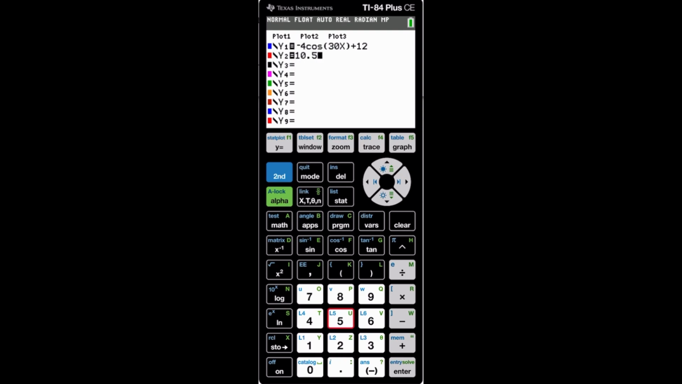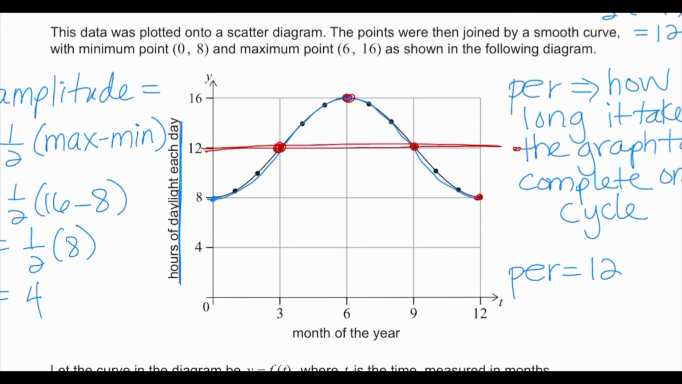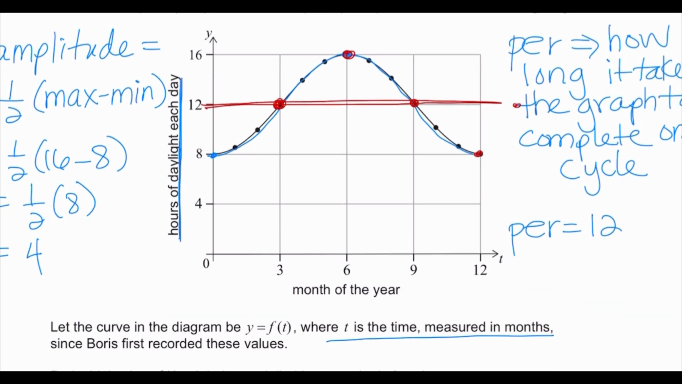Before you press graph, one of the things that you want to do is adjust your window. And when they give you a graph like this, you're going to take advantage of the window they gave you. So notice what we mean by window. Right now, if we take a look at the x-axis right here, notice that we're going from 0 to 12, and it looks like we're going in intervals of 3, 6, 9, 12. So we're going to do the same thing. Remember that this test is timed, and so you don't have a lot of time to waste. And you're going to take advantage of this fact.